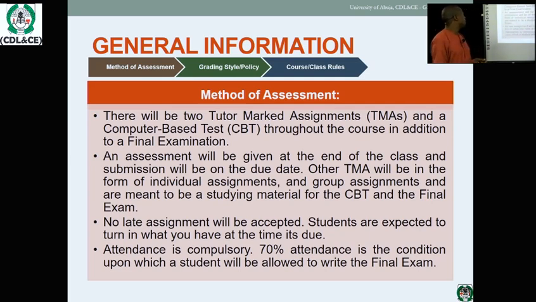Three, no late assignment will be accepted. Please, students should take note. If an assignment is given, do well to submit your own on time, on or before the due date. It is always advisable that students submit on or before the due date. But if you submit after the due date, it has its own consequences. It has its own penalties, and probably they will not accept your assignment.